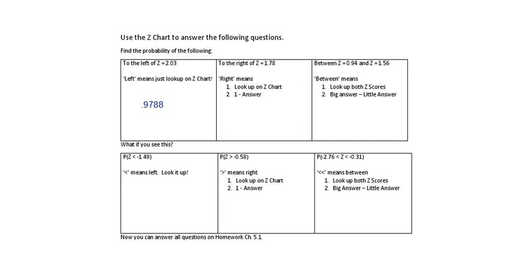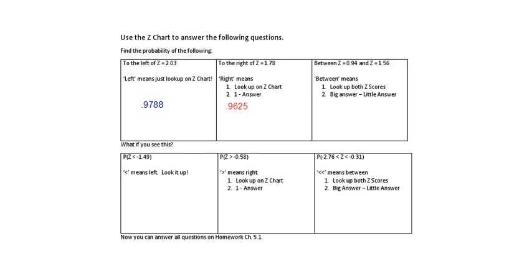Now for right, if you see a z-score to the right, the first step is to look it up. So what I'm going to do is look up 1.78 on the chart. And that's equal to 0.9625.